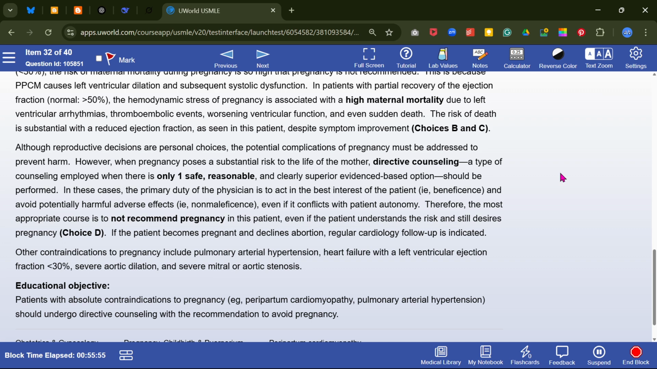Therefore, the most appropriate course is to not recommend pregnancy in this patient, even if the patient understands the risk and still desires pregnancy. If the patient becomes pregnant and declines abortion, regular cardiology follow-up is indicated. Other contraindications to pregnancy include pulmonary arterial hypertension, heart failure with left ventricular ejection fraction less than 30%, severe aortic dilatation, and severe MS or AS.